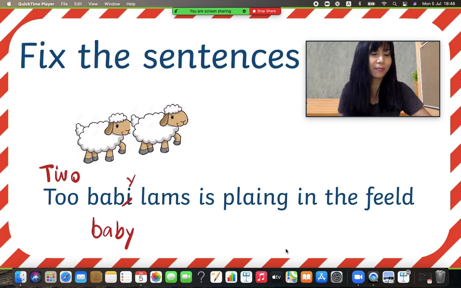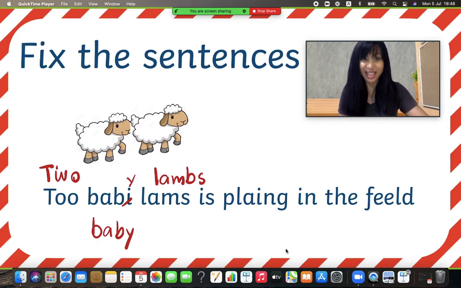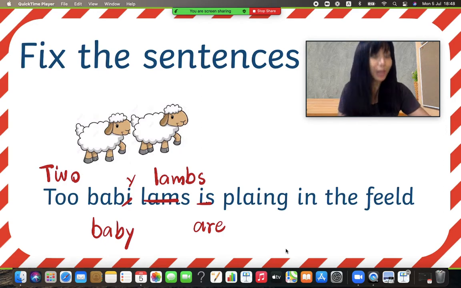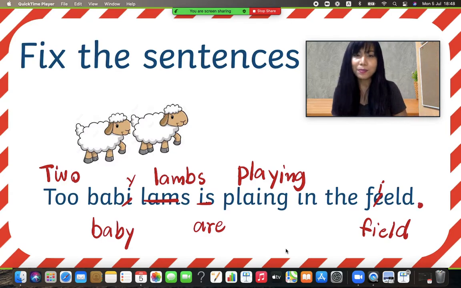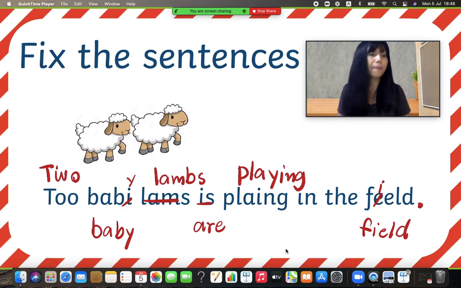Lambs. L, M, don't forget the letter B. Lambs, is. It has to be R, okay, plural form, right, R. Two baby lambs are playing. Play is the spelling. Look at the spelling. Playing. Okay. In the field, it has to be field. This one has to be I. Okay. And don't forget full stop. Two baby lambs are playing in the field.